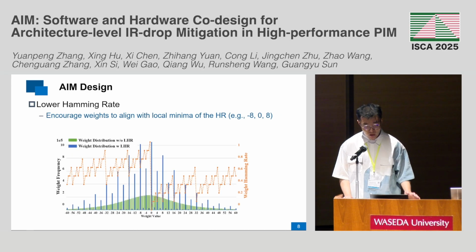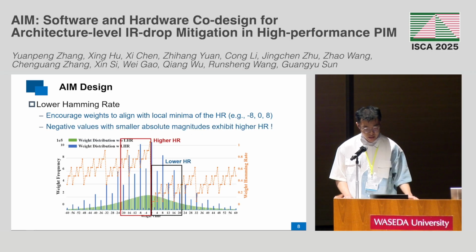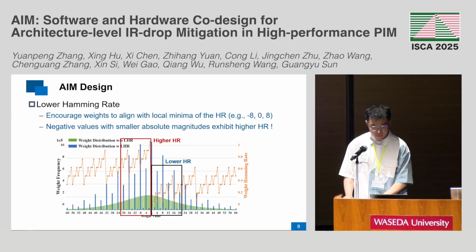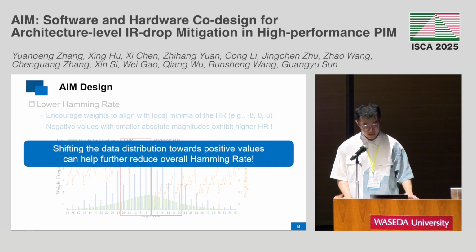Experiments show that lower Hamming rate encourages weights to align with local minima of the Hamming rate. Furthermore, we find that quantized weights remain normally distributed, and negative values with smaller absolute magnitudes exhibit higher Hamming rate. So we realize that shifting the data distribution towards positive values can help further reduce the overall Hamming rate.